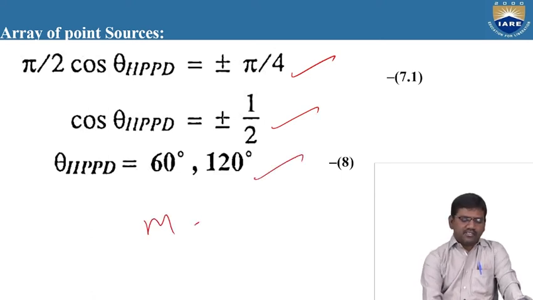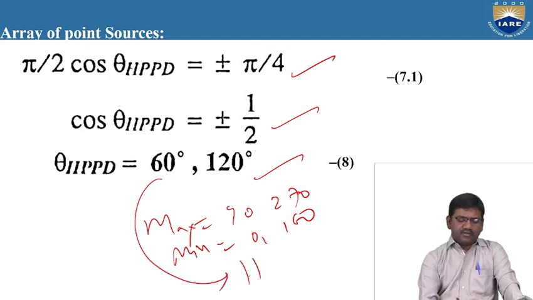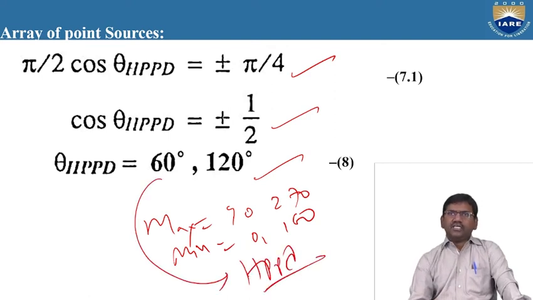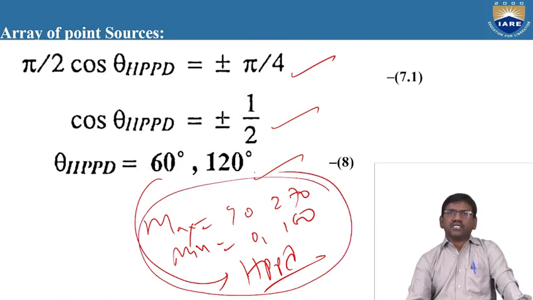So the maximum is 90 and 270 and the minimum is 0 and 180, and these are the half power point directions. For all the cases, we need to determine the maximum direction, minimum direction and half power point direction, whether it may be broadside array, end-fire array, collinear array, or unequal amplitude or unequal spacing. So to determine the radiation pattern, these are the prerequisites to draw the radiation pattern for any case of the antenna array.